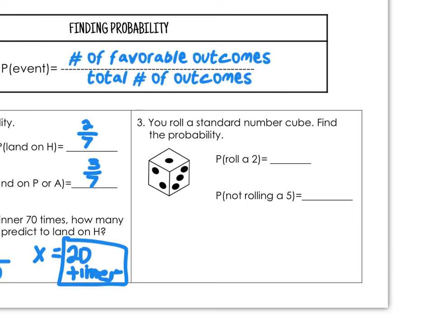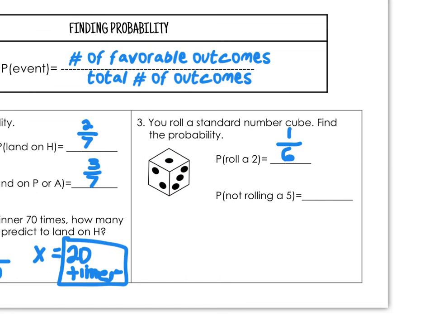Now let's continue. So for number 3, it says you roll a standard number cube. Find the probability. So here we want to find the probability that you're going to roll a 2. And because it's a cube, we know there are 6 sides, and the 6 sides each have a number 1 through 6. And there's only one side that has a 2. So the probability that it's going to land on 2 is going to be 1, because there's only one 2 out of 6. So it's a 1 out of 6 chance.